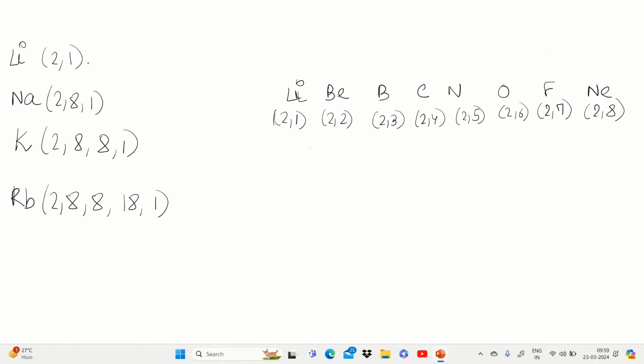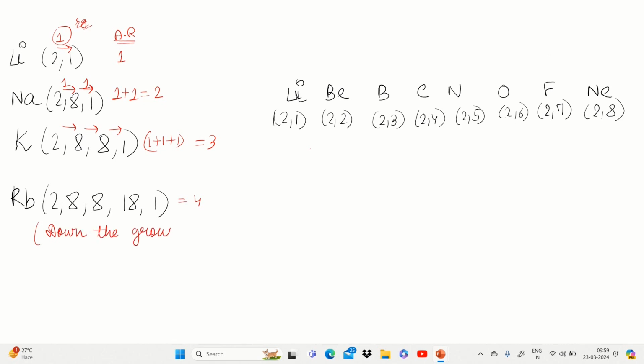Let us consider the elements in the periodic table. Suppose, for example, the distance between these two shells is equal to 1 in lithium. In sodium, the value increases by 1, so 1 plus 1 is 2. Then 1 plus 1 plus 1 is 3, and in this case the value is going to be 4. This is not the actual value, I am just considering it for atomic radius. So down the group, since the number of shells is increasing, the size will keep on increasing because of the increase in shells.